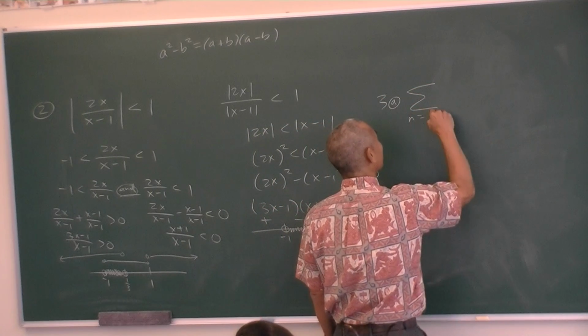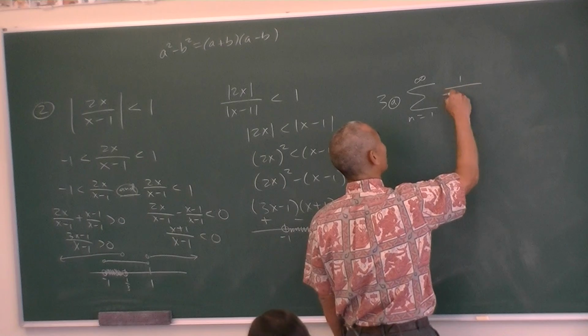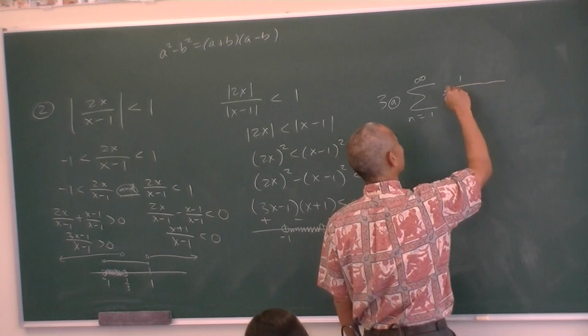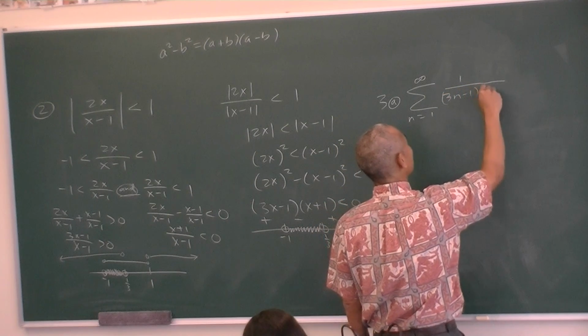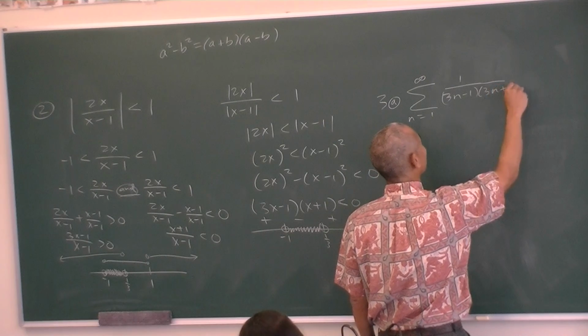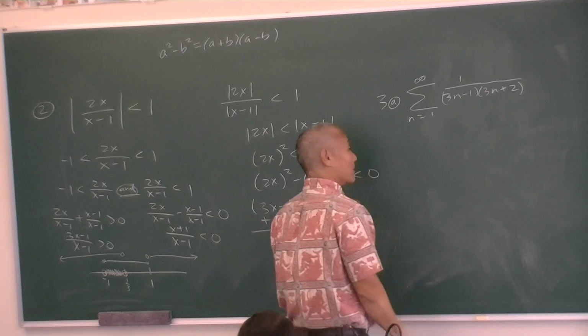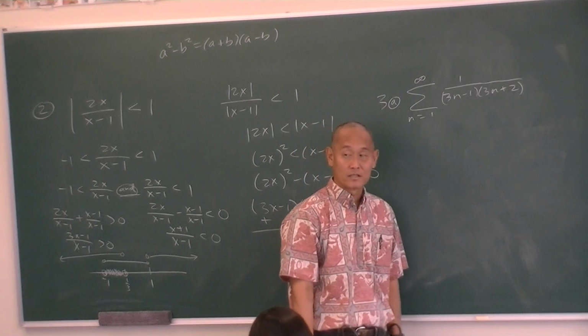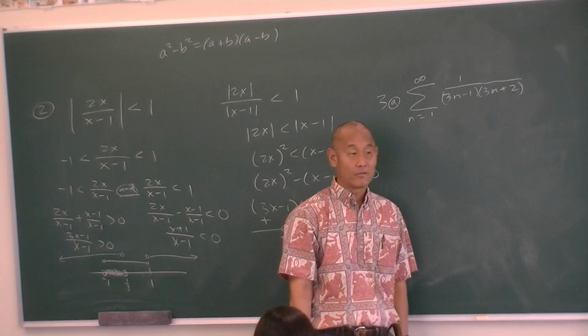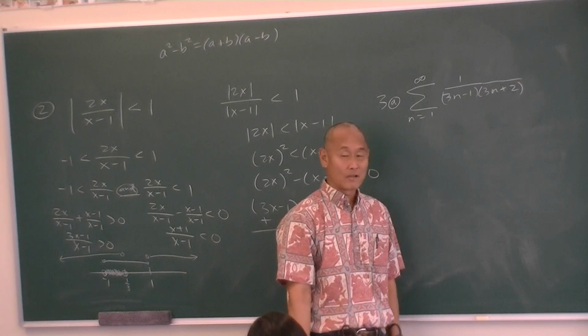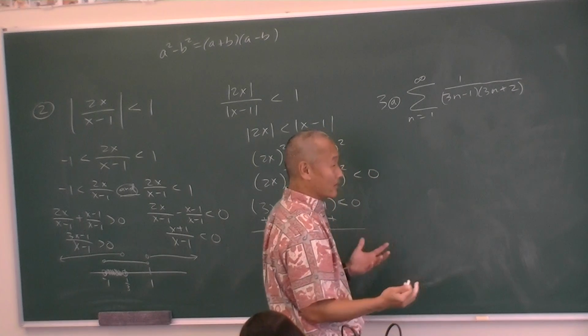Okay, the sum from n equals 1 to infinity of 1 over (3n minus 1)(3n plus 2), is that correct? Now, how many of you did the partial fractions from yesterday? Oh, very good. But you don't have to do that. You can do this any way you want.